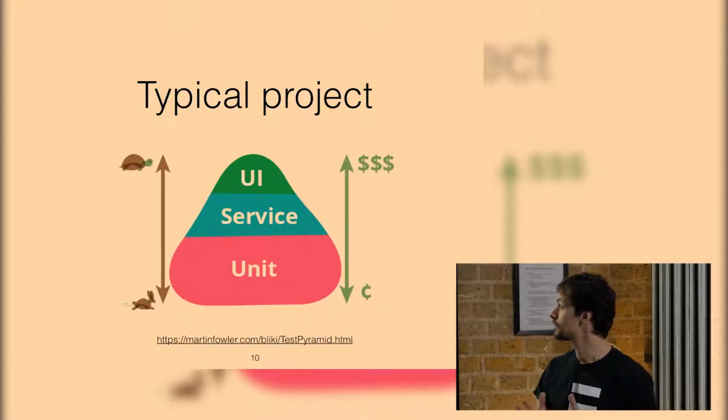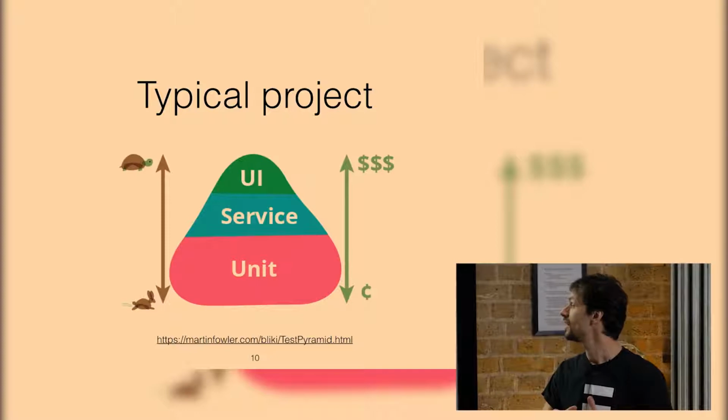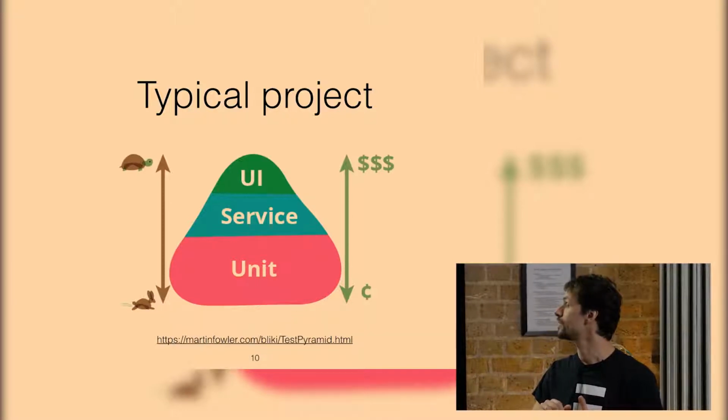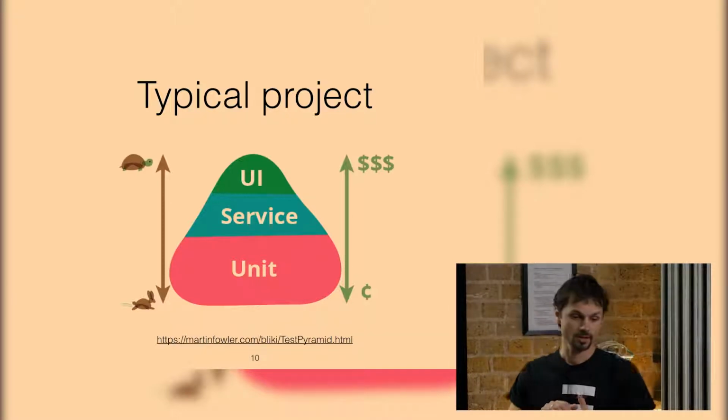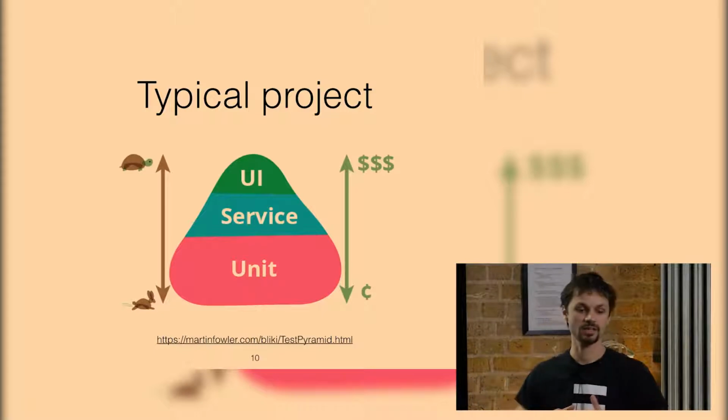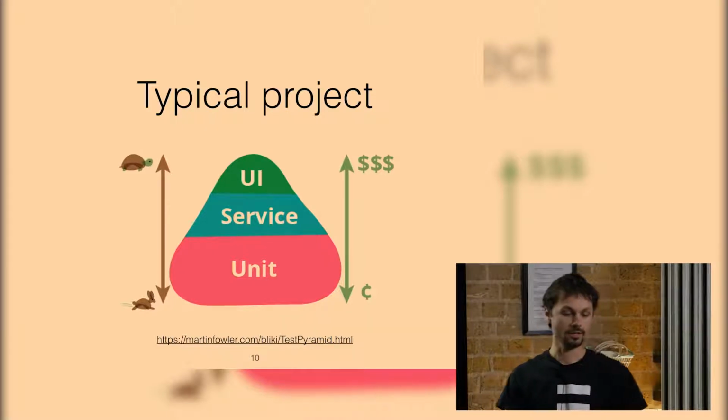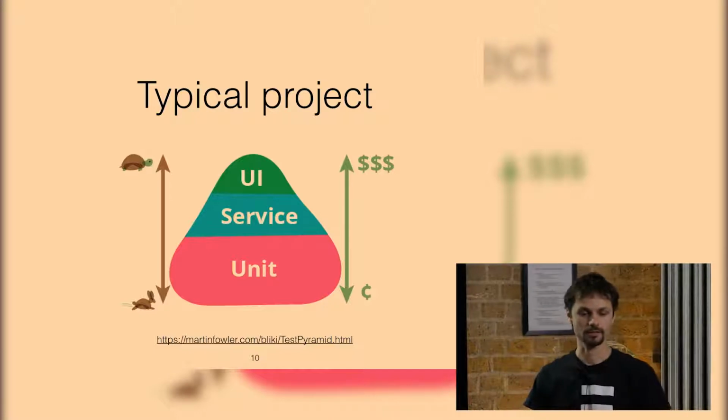Years ago, smart people already noticed that and came up with this notion of the test pyramid, where we have UI, expensive and slow tests at the top, and then some mixture of slow and fast tests in between, and finally a fat base of unit tests.